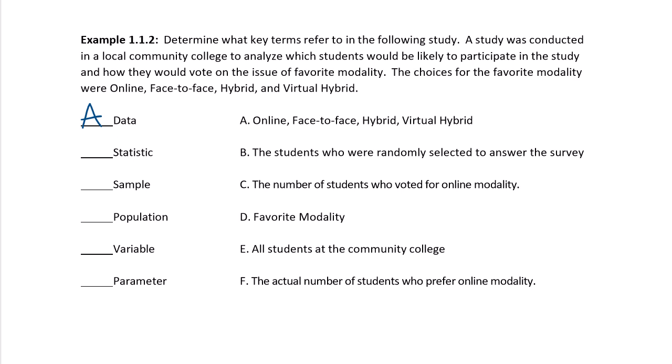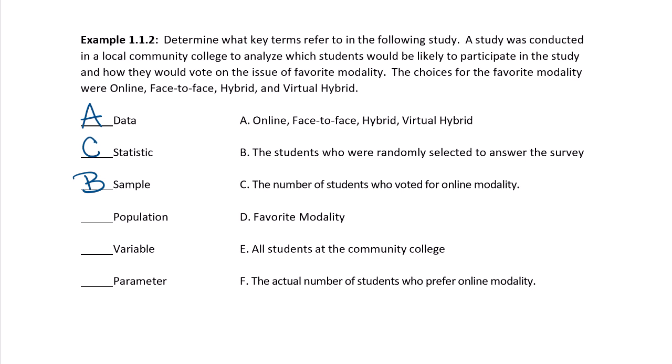B says the students who were randomly selected to answer the survey. So remember, we took a smaller group of the entire population. Those that were selected to do the survey, that is our subset of the population, or our sample. C is the number of students who voted for online as their favorite modality. That is telling us something about our sample, a numerical value stating this many people voted this way. This is a statistic.